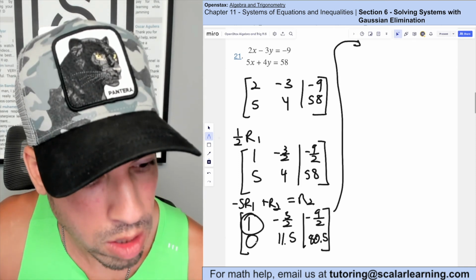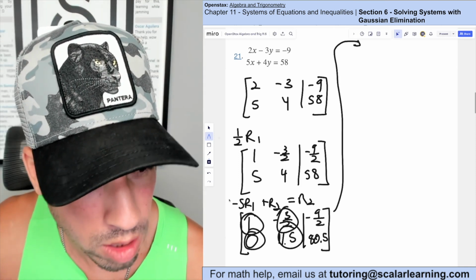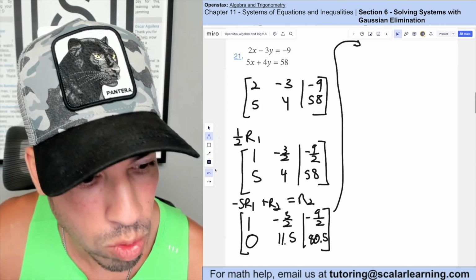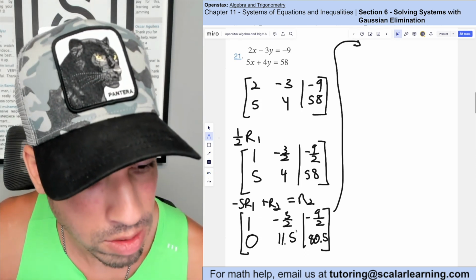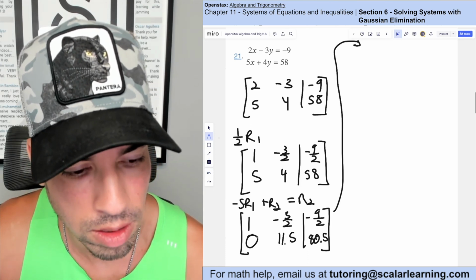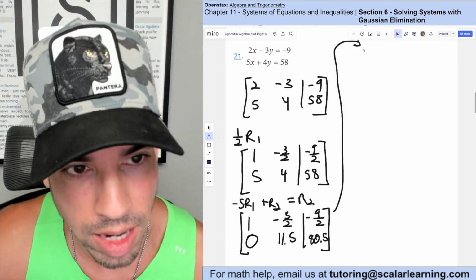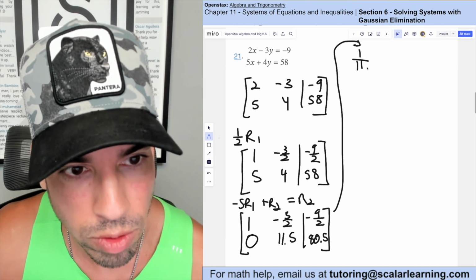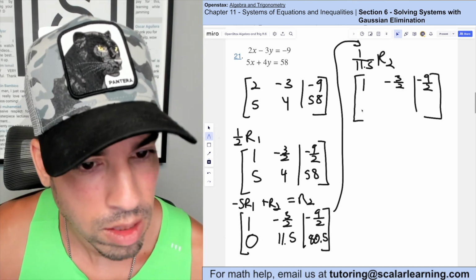Again, we're trying to get 1, 0, 0, 1 in that order. So maybe next, let's flip this to a 1. So I'm going to divide the second row by 11.5, aka multiply it by 1 over 11.5. So that times 0 is 0.